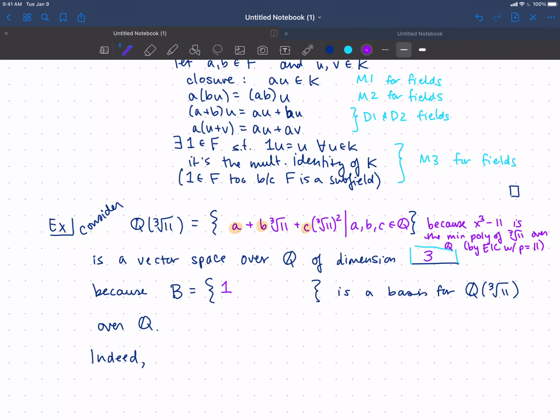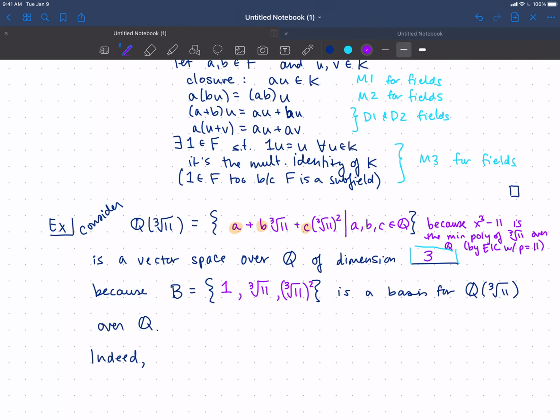A is multiplied by 1. That's how I get rational stuff. B is multiplied by cube root of 11. That's how I get cube root of 11 stuff. And C is multiplied by cube root of 11 squared. That's how I get cube root of 11 squared stuff. Remember, my scalars come from Q, so I can't do something like cube root of 11 times cube root of 11 to get cube root of 11 squared. I'm only allowed to take these elements and multiply them by elements of Q, the rationals, in order to build things in this vector space. So this is my candidate for a basis, and I want to explain why it is.